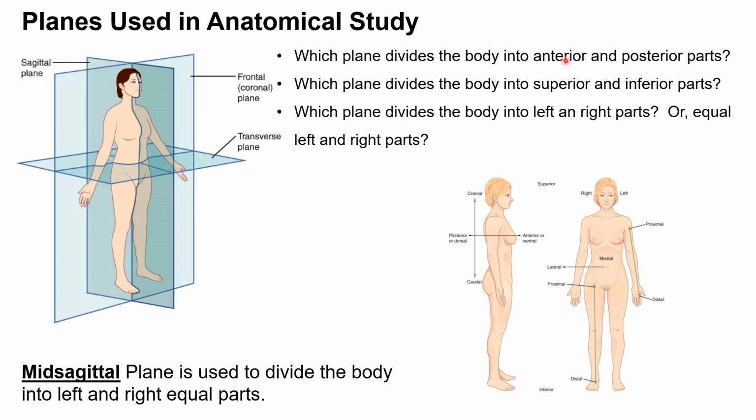So which plane divides the body into anterior and posterior parts? That would be the frontal or coronal plane. Which plane divides the body into superior and inferior parts? That would be the transverse plane. Which plane divides the body into left and right parts? That's the sagittal plane. Well, what if they're equal left and right parts? That's the mid-sagittal plane.